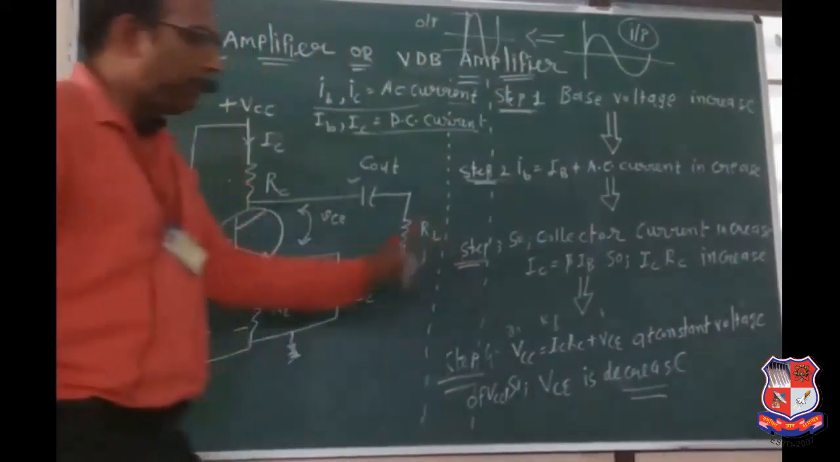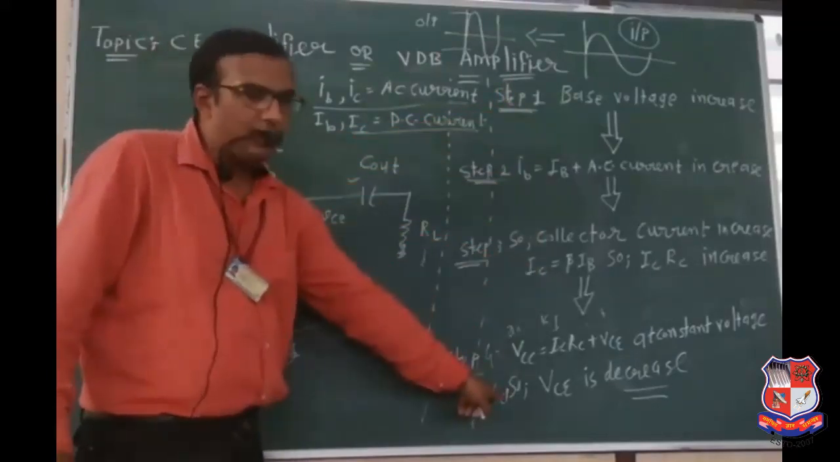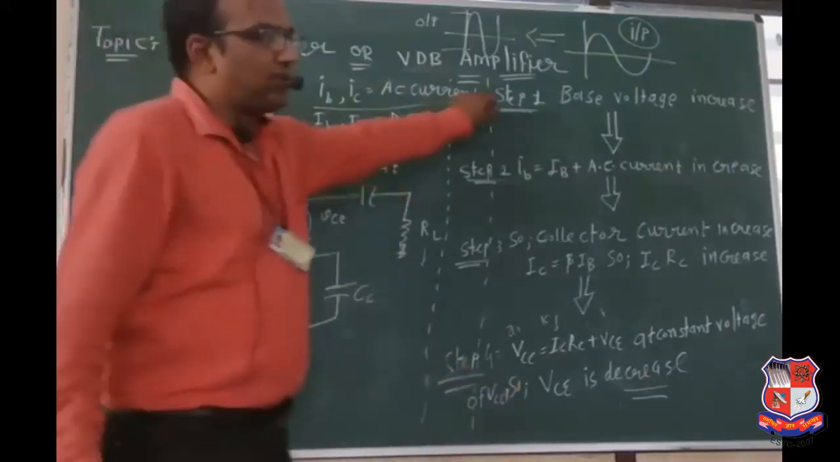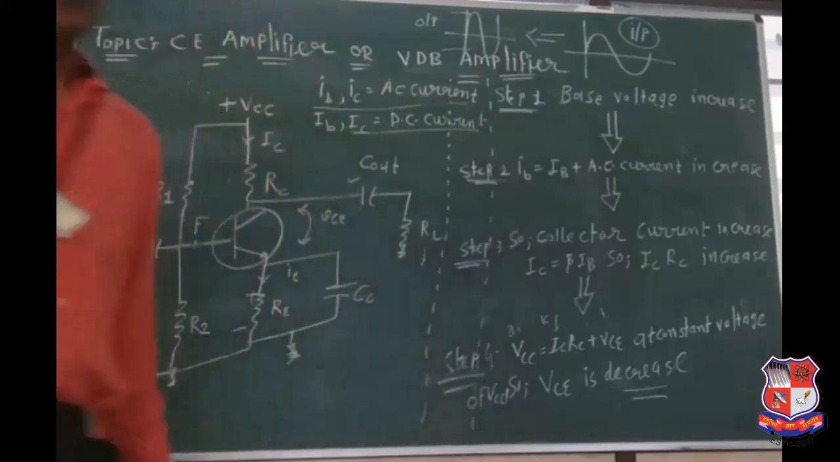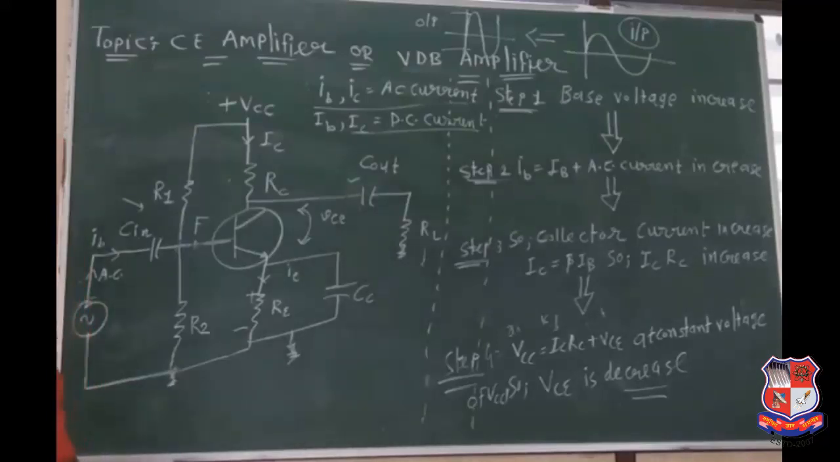So about the phase shift between input and output, see this very carefully. Base voltage is increased, collector to emitter voltage is decreased. And again repeat, base voltage is increased, collector to emitter voltage is decreased. So if input is increased, then output is decreased. It is known as common emitter amplifier. That's why in the output voltage we can get a 180 degree phase shift with respect to the input signal. This is the advantage of the common emitter amplifier that I have described here.